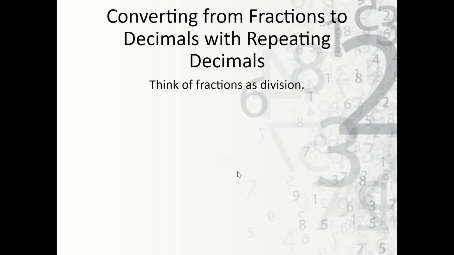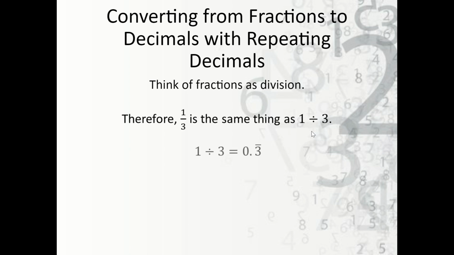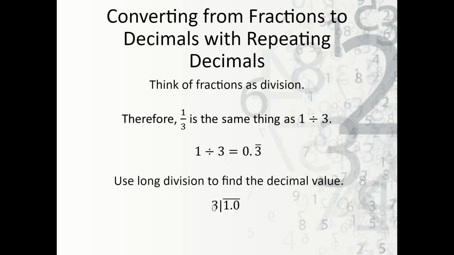Now, how do we convert from fractions to decimals with repeating decimals? Again, think of fractions as division. So therefore, 1/3 is the same thing as 1 divided by 3. When I put it into my calculator, I get 0.3 repeating. We could also use long division to figure this out. So I put this in as 1 divided by 3, and I know that 3 can't go into 1, so I know it's going to be 1.0, so I just add that decimal point.